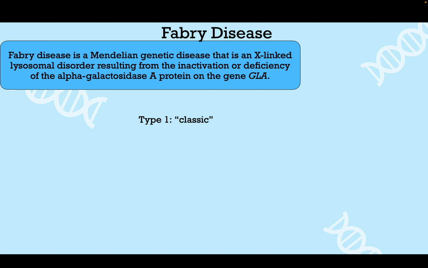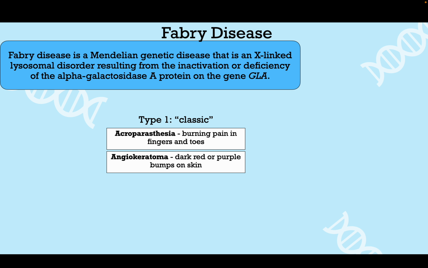There's type 1, which is called the classic phenotype. This is the more severe case. Some common symptoms include acroparesthesia, which is just a fancy word for a burning sensation in your fingers and toes. There's also angiokeratoma, or red to purple bumps on your skin, usually in the arms, chest, and thighs regions, that are caused from swollen blood vessels.